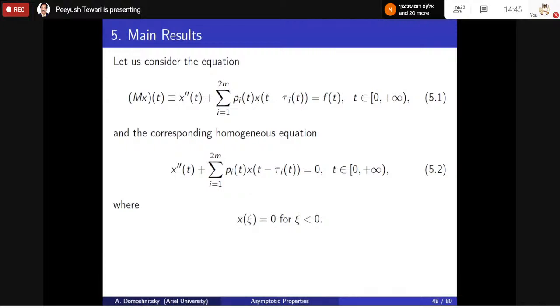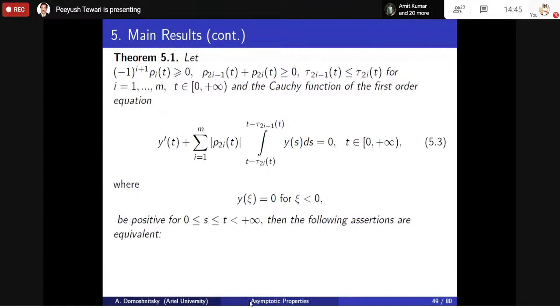And if we now consider the general type of this equation, we want to have even the non-homogeneous equation 5.1 and the homogeneous equation 5.2. Next, please.